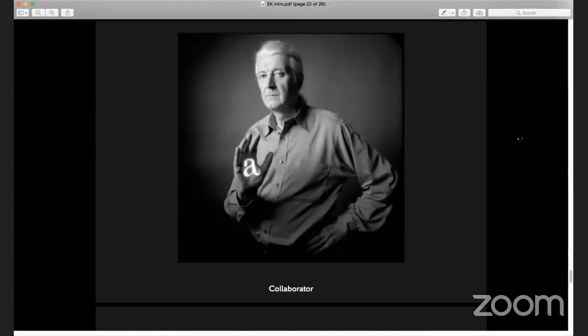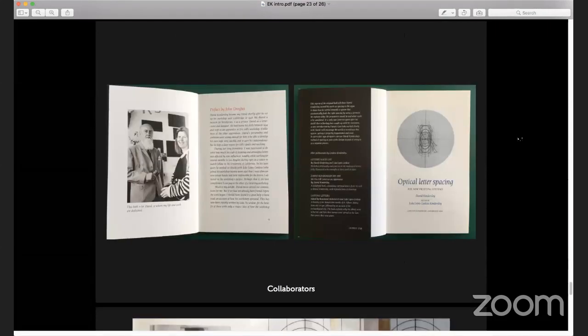And here's his collaborator, Matthew Carter. Next slide, please. Among the other collaborators that Aichi had was a very, very distinguished letter carver called Mr. Kindersley, David Kindersley, very famous man.